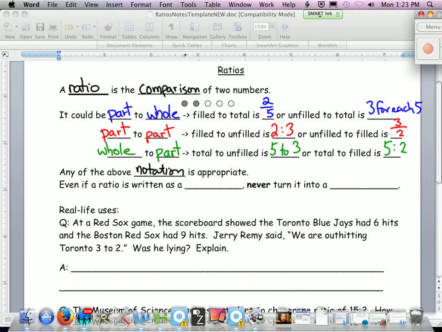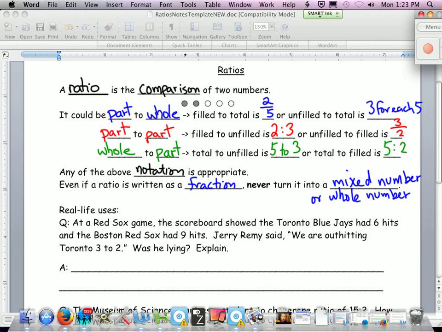And then even if a ratio is written as a fraction, never turn it into a mixed number or whole number. So if you're going to have trouble with that, you might want to avoid the fraction format.